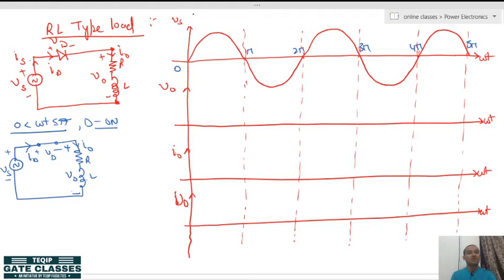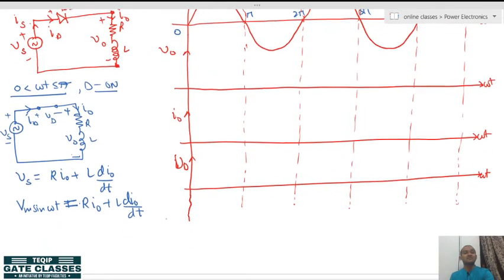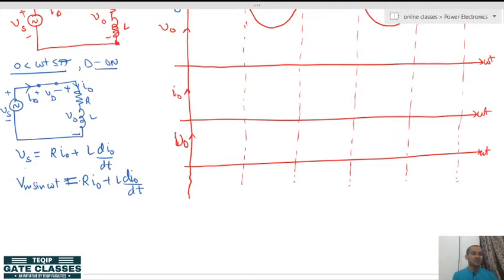So, when we want to determine what is the nature of the current here, let us write the KVL equations first. When we write the KVL equation, we will get Vs is equal to R I naught plus L d I naught by dt, or we can also write like this, Vm sin omega t equals R I naught plus L d I naught upon dt. So, here you can see that this is a linear differential equation, non-homogeneous type of first order.